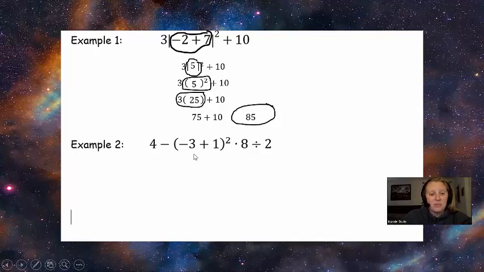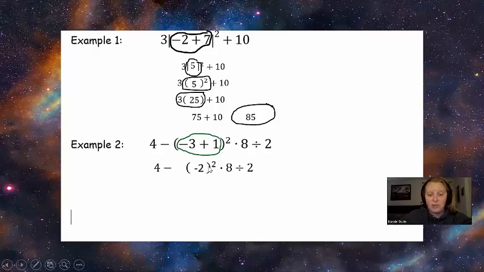In our next example, again, we're going to circle the math that's inside the parentheses. So -3 plus 1 is our first step. That's going to get us -2. Everything else that I didn't circle has to be copied down. I kept the parentheses around the -2 because anytime we have a negative number with an exponent, it's good to have parentheses around it. So I didn't drop them just yet.